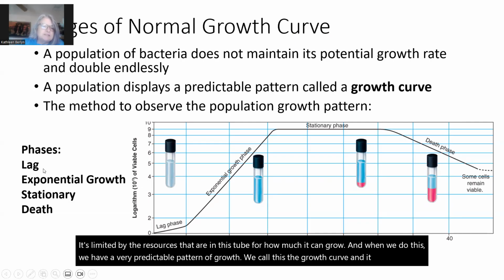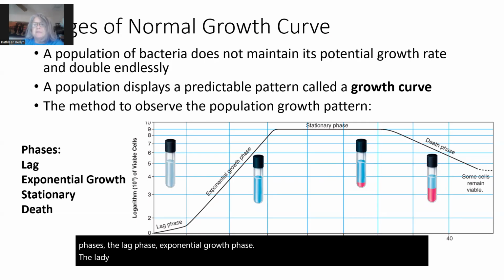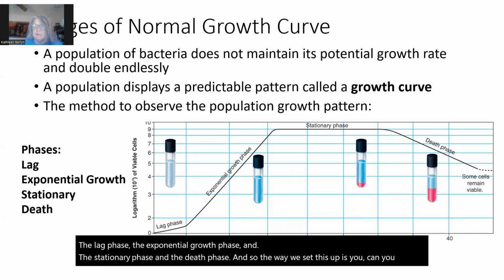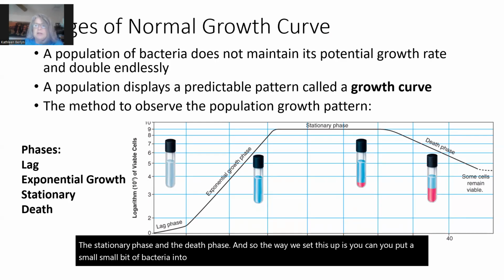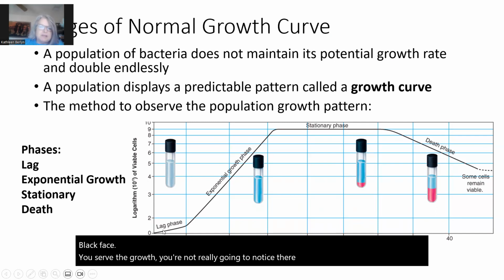And it involves 4 phases: the lag phase, the exponential growth phase, the stationary phase and the death phase. And so the way we set this up is, again, you put a small bit of bacteria into the tube, and it's a closed system. So the lag phase, if you observe the growth, you're not really going to notice very much growth in that first little bit of time.